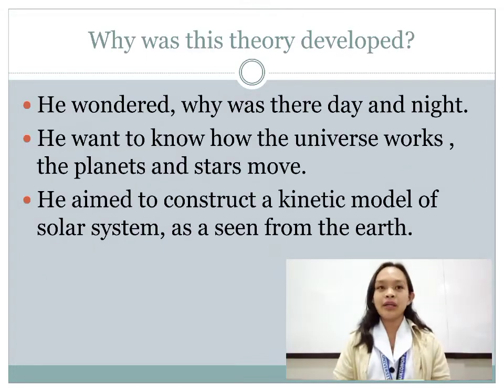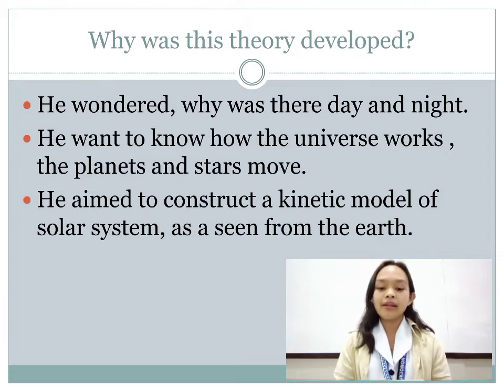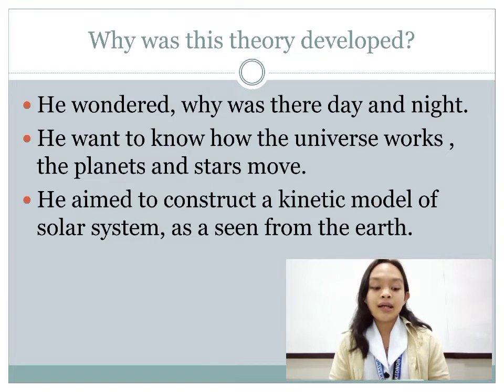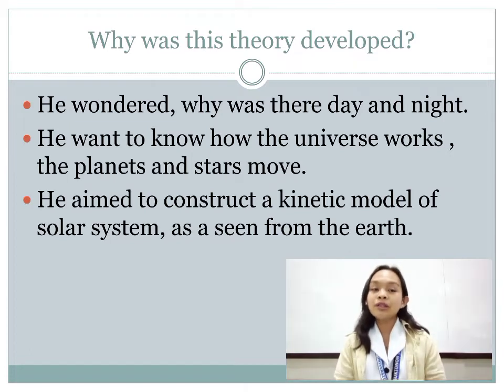So why did Ptolemy develop this theory? Ptolemy wondered why there was day and night. This model explained day and night by postulating that the whole celestial system revolves around the Earth every day, since we observe that the sun moves from east to west once a day. Also, he wanted to know how the universe works and how the planets and stars move.